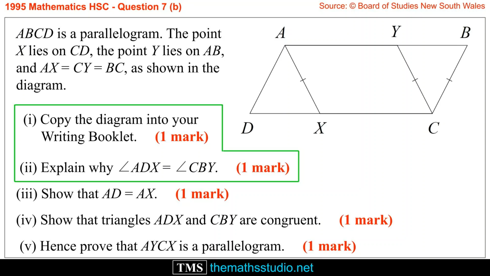Question 7, Part B. ABCD is a parallelogram. The point X lies on CD, the point Y lies on AB, and AX equals CY equals BC as shown in the diagram. Part 1. Copy the diagram into your writing booklet, and Part 2. Explain why angle ADX equals angle CBY.